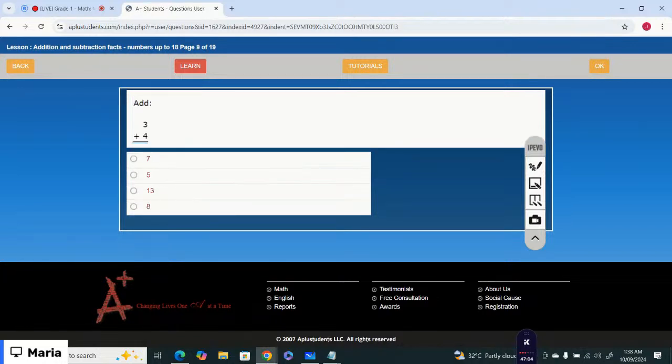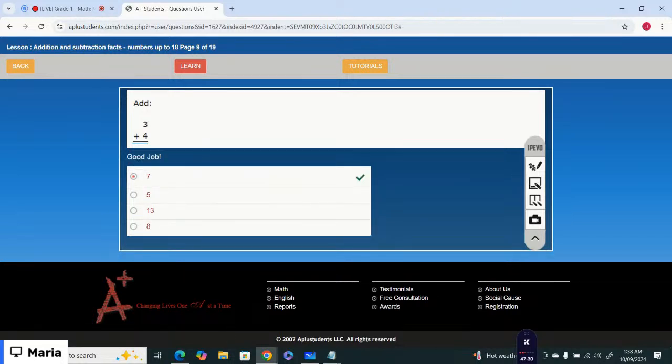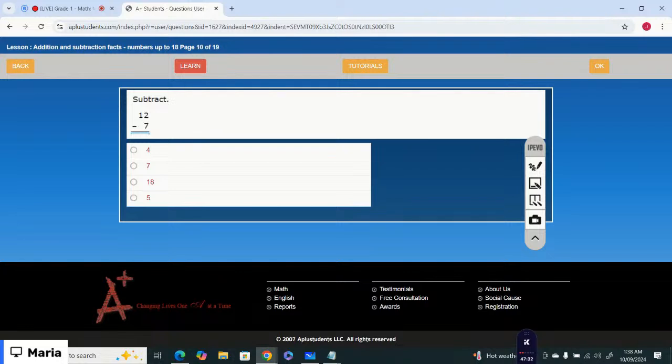3 plus 4, which is the correct option? That is 7. 4 plus 3 is 7. The correct option is 7. Option number 1 is the correct option. The next one is 12 take away 7. So, which is the correct option?